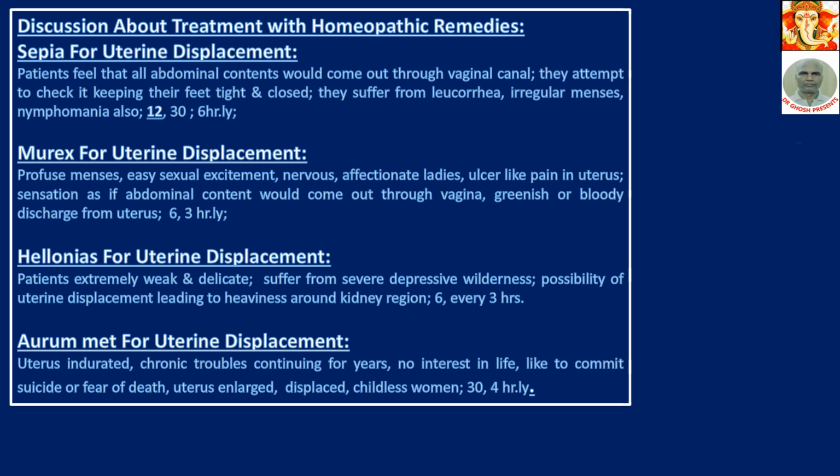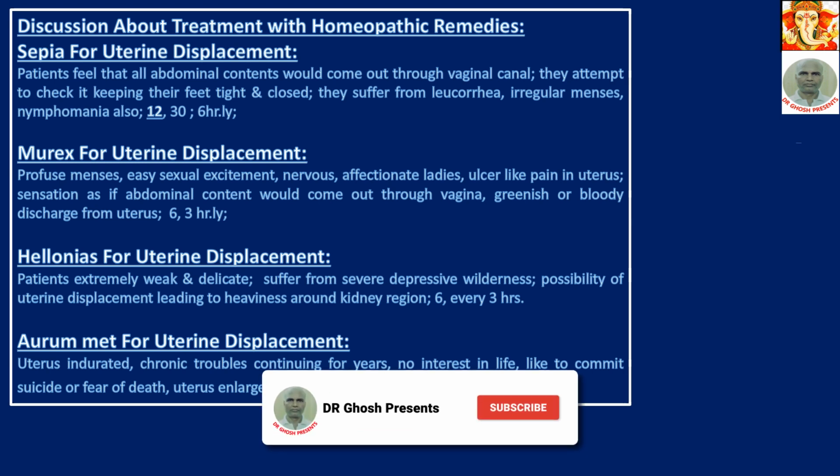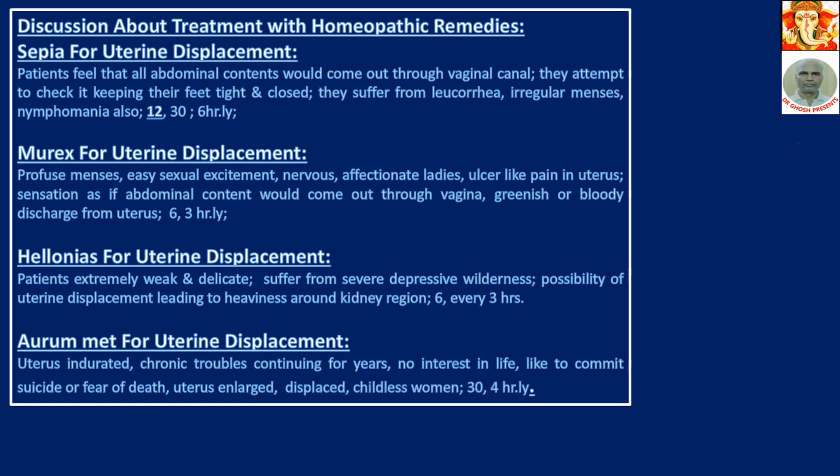Discussion about treatment with homeopathic remedies. Cimicifuga racemosa (CPR) for uterine displacement: patient feels that all abdominal contents would come out through the vaginal canal. They attempt to check it by keeping their feet tight and closed. They suffer from leukorrhea, irregular menses, nymphomania also. CPR 12 is the best remedy for this trouble. It is said by a lot of pioneers in this field that CPR 12 in this case works nicely.